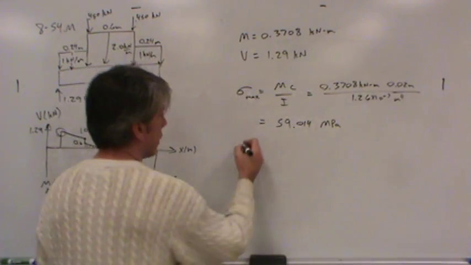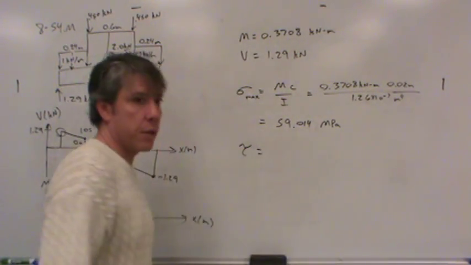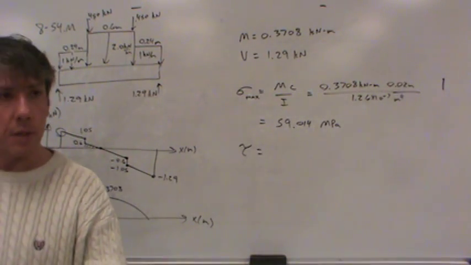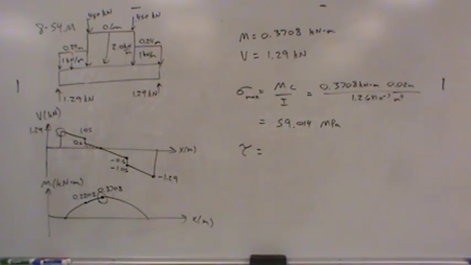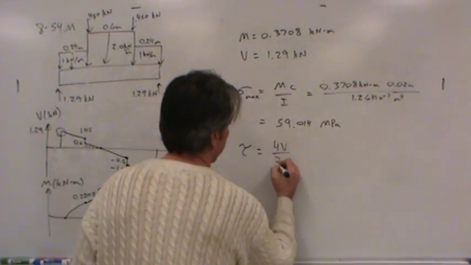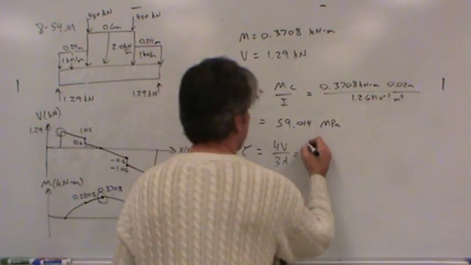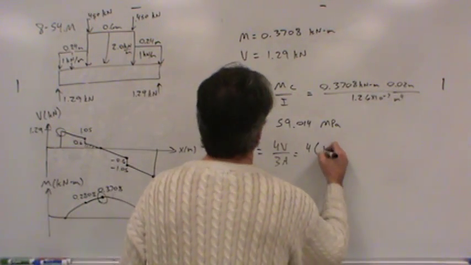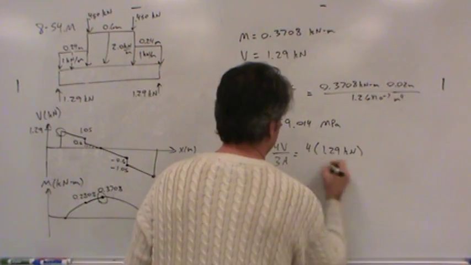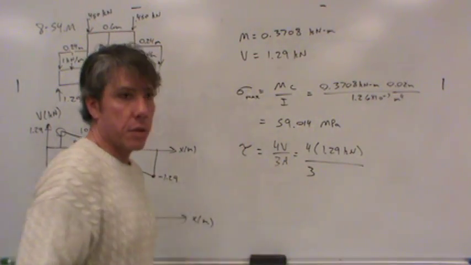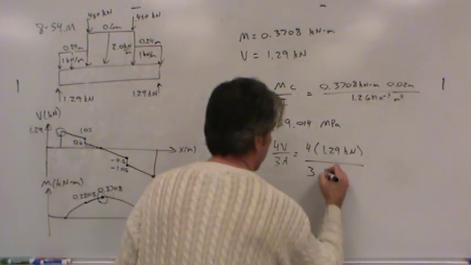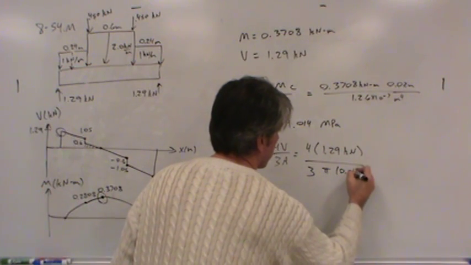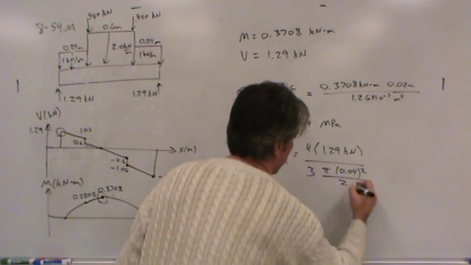While we're at it, before we go and look up a material, let's calculate the shear. Now the shear is pretty simple, because this is a circular cross-section. What's the equation for the maximum stress in a circular cross-section? 4V over 3A. Good. Well, that's not too bad because we already know V is 1.29 kilonewtons. The area is just the area of a circle, right?